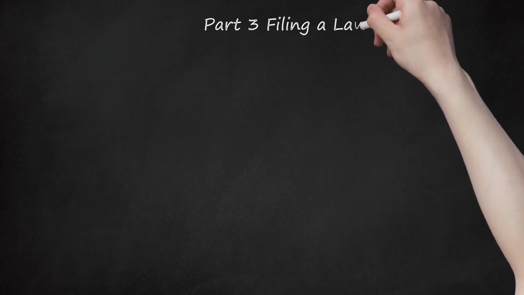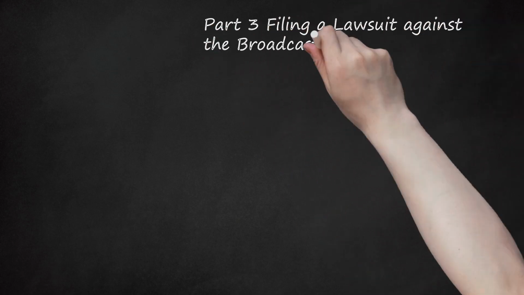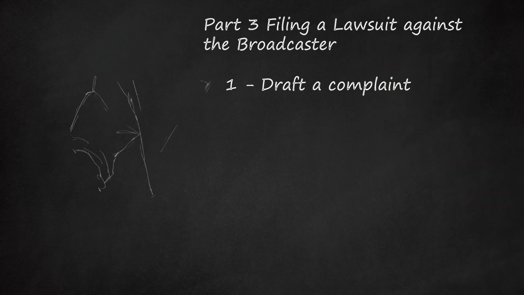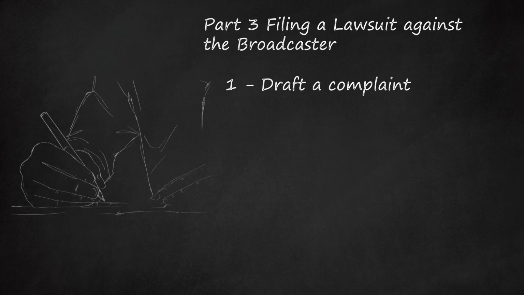Part 3. Filing a lawsuit against the broadcaster. 1. Draft a complaint. You start a lawsuit by filing a complaint with the court. This legal document identifies you and the defendant and explains the facts that led to the lawsuit. In your complaint, you should also state how much you are suing for. The complaint will provide information about you and the broadcaster: your names, addresses, and phone numbers.